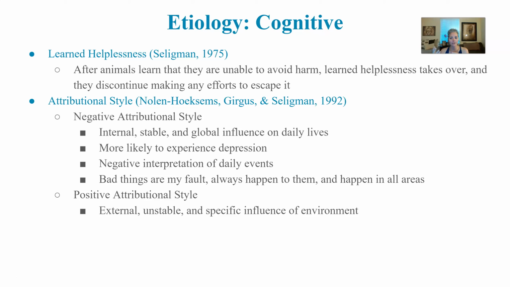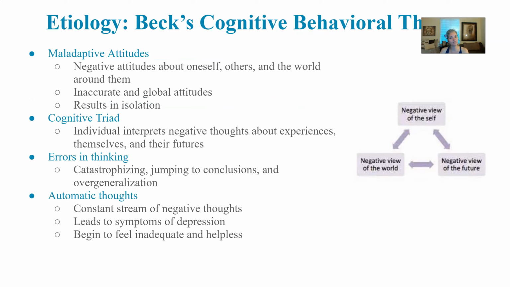So a positive attributional style, we recognize that we're not to blame for everything. We recognize that things happen. We recognize that there's other outside influences and environmental influences that affect things. And so we're not as likely to generalize everything and to take on that blame.